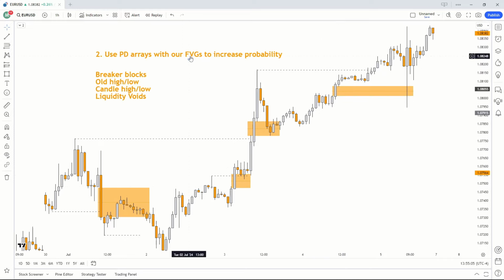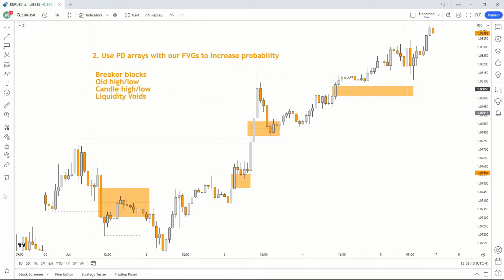Now, the second step is to use PD arrays with your fair value gaps in order to increase probability. What is a PD array? A PD array is simply a target in the market, a magnet area for price to be attracted to. Examples of some PD arrays are breaker blocks, old highs and old lows, candle highs or candle lows, and liquidity voids.